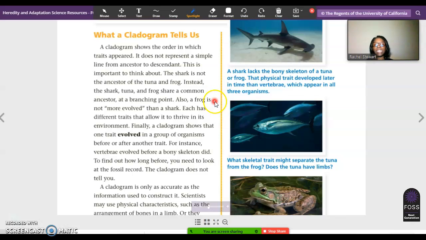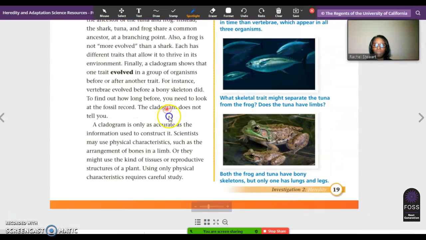Also, a frog is not more evolved than the shark. Each has different traits that allow it to thrive in its environment. Finally, a cladogram shows that one trait evolved in a group of organisms before or after another trait. For instance, vertebrae evolved before a bony skeleton did. To find out how long before, you need to look at the fossil record. The cladogram does not tell you.